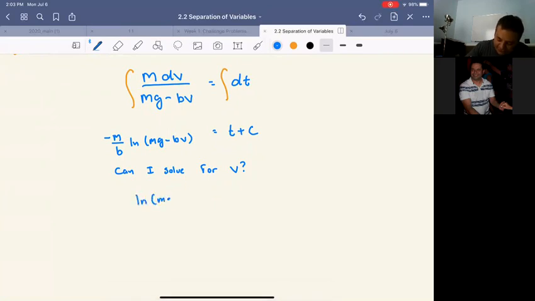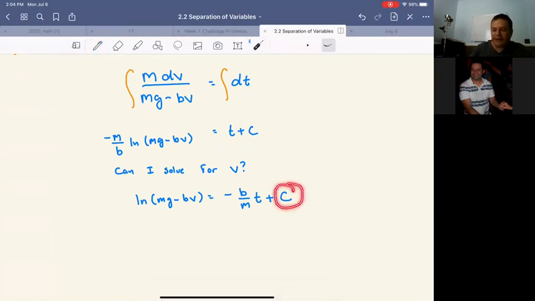natural log of mg minus bv equals negative b over m t plus c. Now, I don't need to multiply the c by b over m, because it's still just a constant. It's an unnamed constant. So if I multiply it by b over m, it's still going to be a constant. Now, let's take the exponent of both sides.